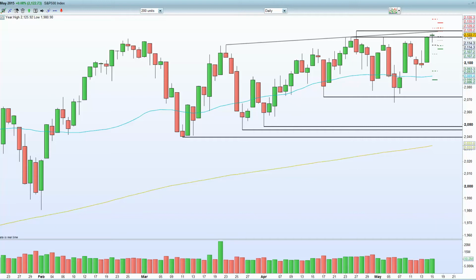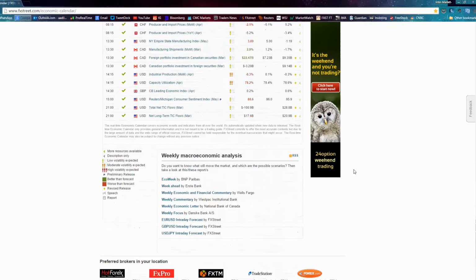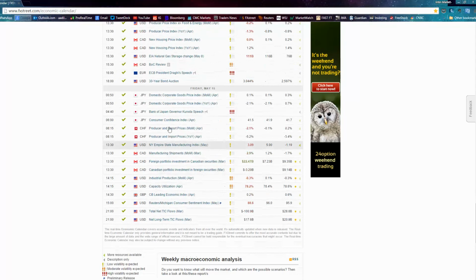You can just go through a glance of the economic data. We can go through it quickly with you. Now Friday's economic data, as you can see here, the Empire State manufacturing index was lower than expected.